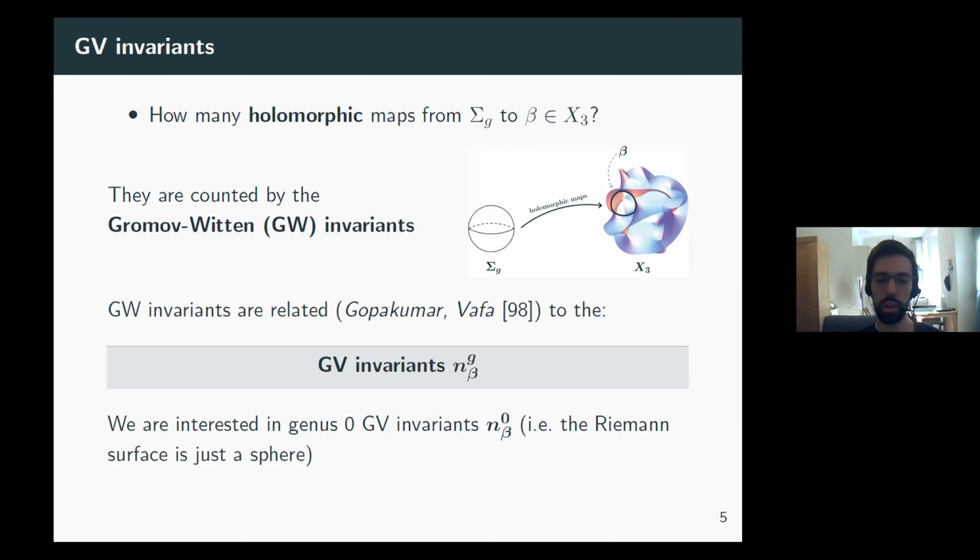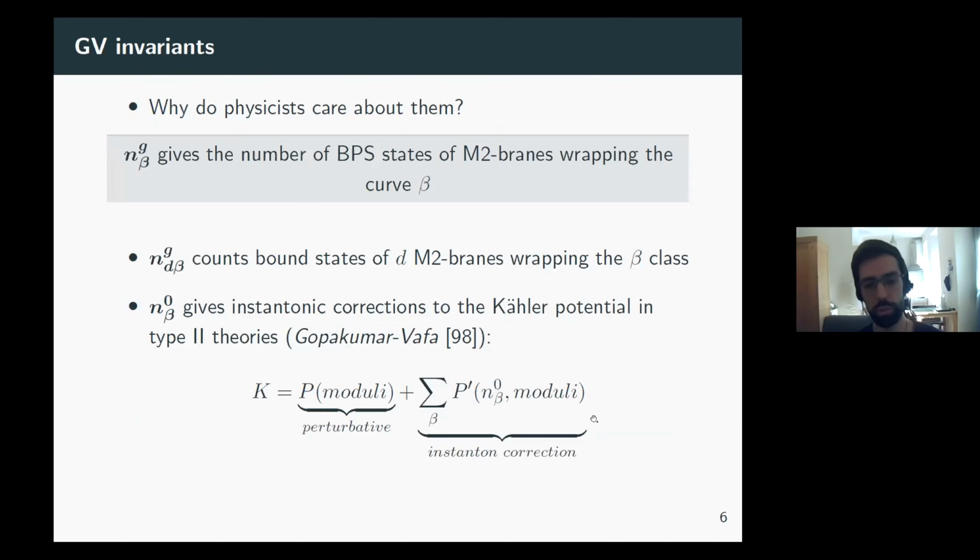The question now is, why do we care about this kind of invariants? What are they useful for? The main point is that n^β_g gives the number of BPS states of M2 branes that wrap the curve beta inside the Calabi-Yau. And furthermore, we can say that n_g of a multiple of the class beta, so of dβ, counts bound states of d M2 branes wrapping the same class beta.